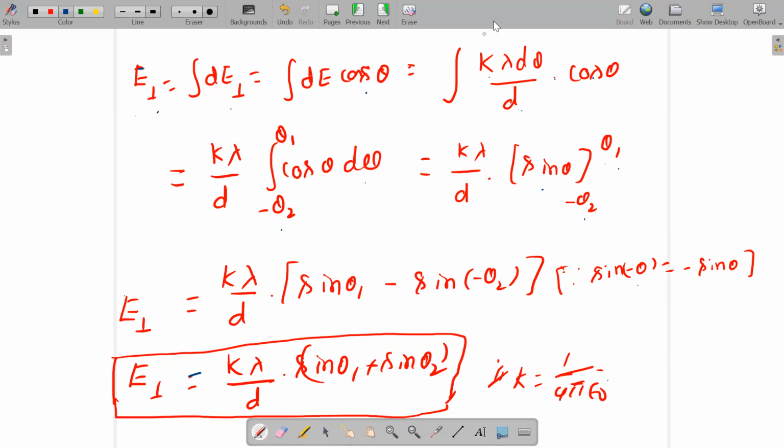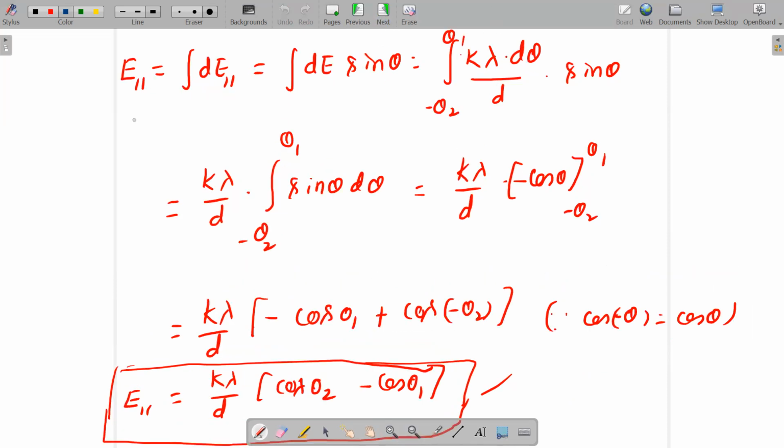Similarly, how to find the parallel component? Let us see. The parallel component equals the integral of dE parallel. dE parallel is dE sin theta. dE is k lambda d theta by d into sin theta. By taking out the constant terms, k lambda by d into integral of sin theta d theta, where theta goes from minus theta 2 to theta 1, same as previous. Got it? Now I am simplifying this further. Integral of sin theta is minus cos theta. So k lambda by d into minus cos theta, where the limits go from minus theta 2 to theta 1.